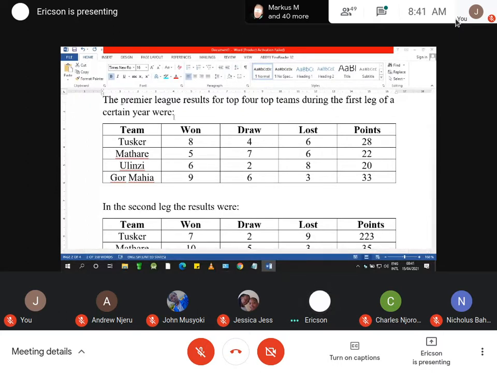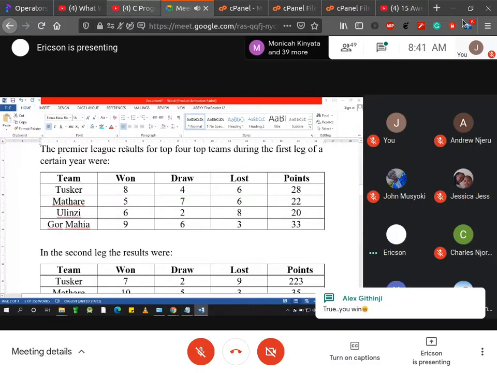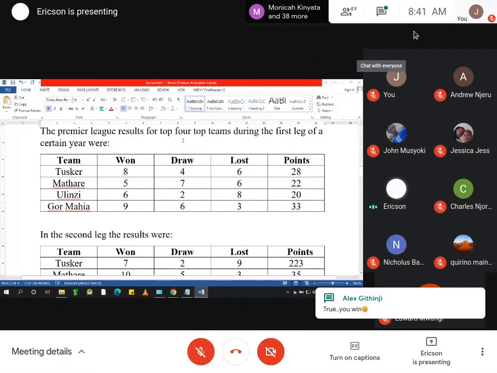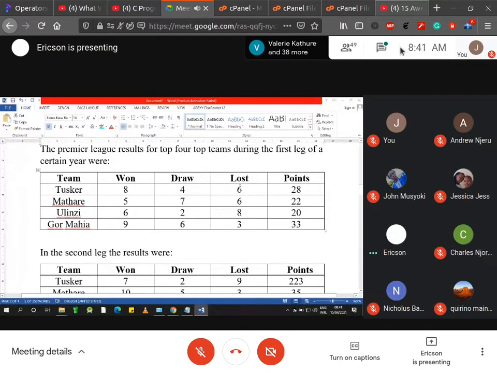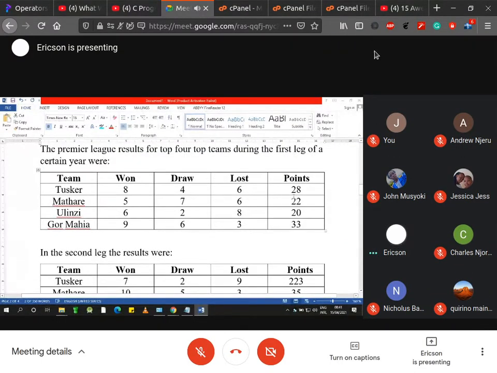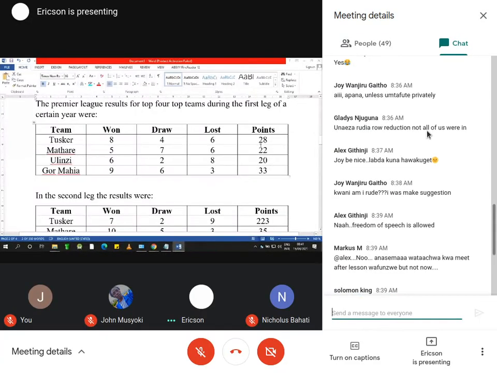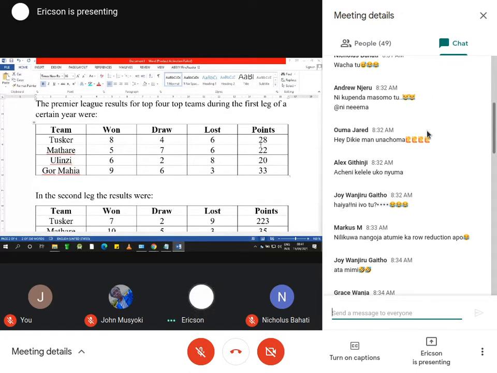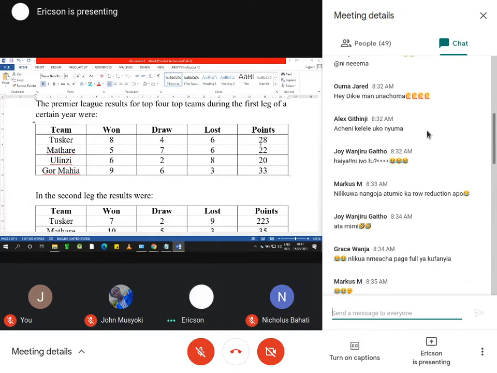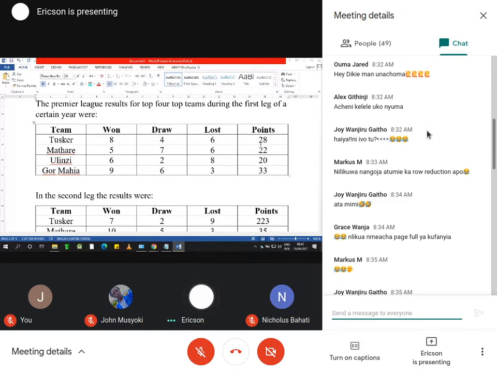So, basically, you have the Premier League results. Basically, this is another application area in football. The Premier League results. Top four teams during the first leg of a certain year. Basically, this was the first leg. You have the teams, the number of matches they have drawn and the number of matches they have lost and the corresponding points. I believe the points are accurate enough, based on calculation of them, even in the real world. So basically, you have that.